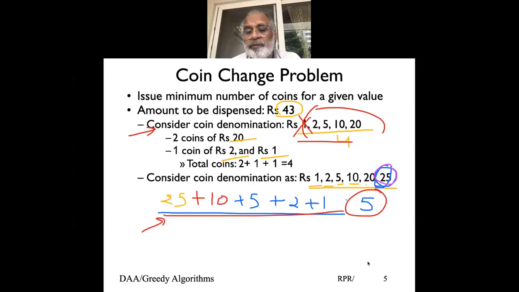Dhruv said no. Thanks, Dhruv. Now, can you tell me what the answer would be? Assuming I need to distribute 43 rupees, what would the optimal solution be? Anyone like to answer? Assuming my coins are 2 rupees, 5 rupees, 10 rupees, 20 rupees, and I need to give 43 rupees back, what are the coins I need to give to meet my requirement of 43 rupees? And how many coins would I need?